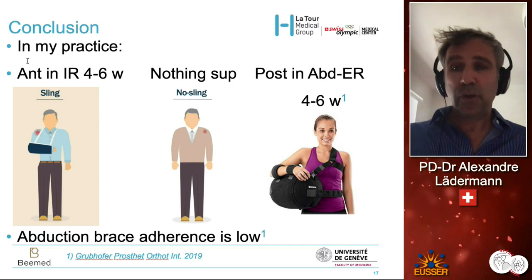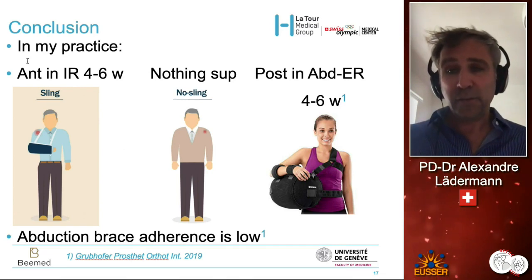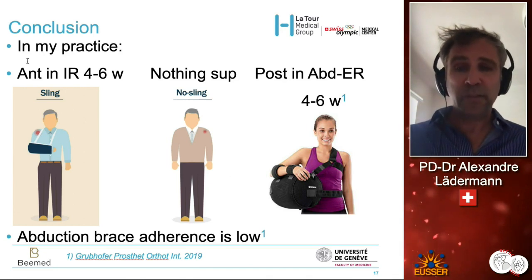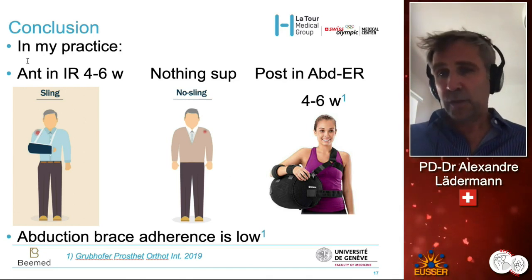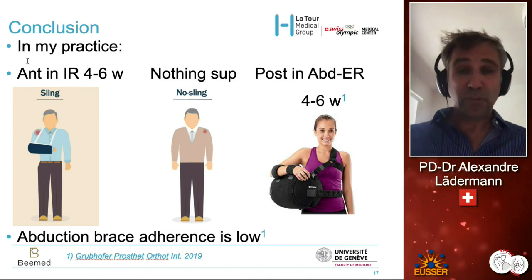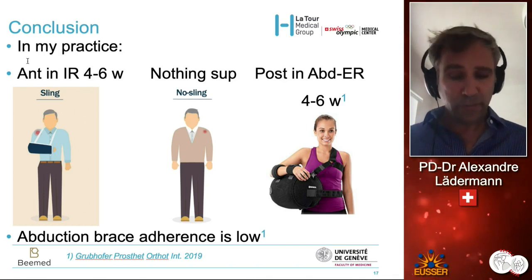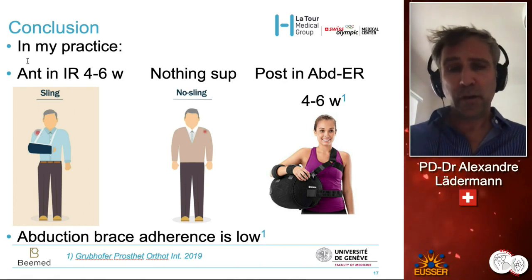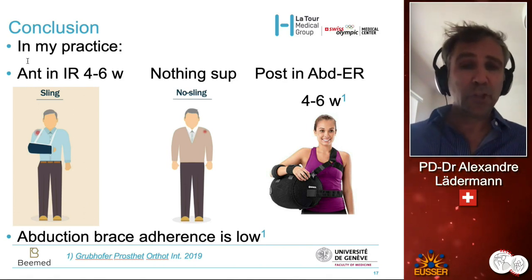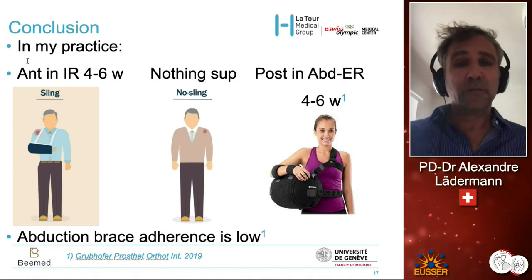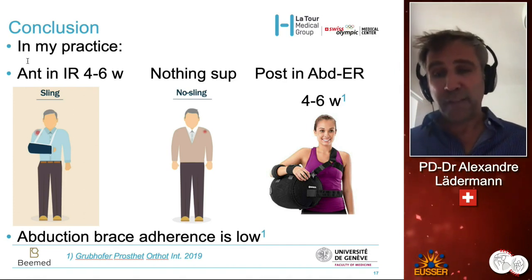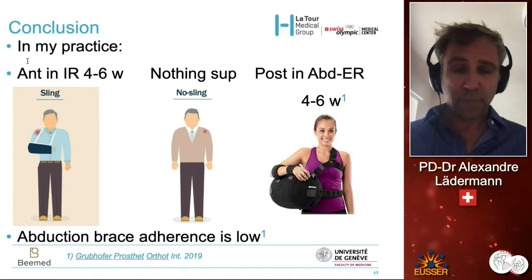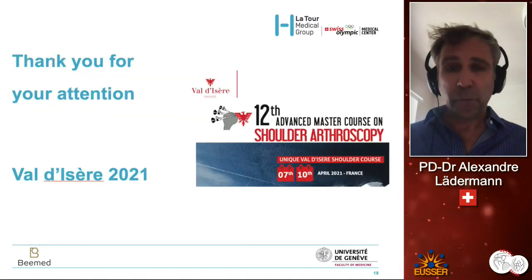I propose an immobilization in internal rotation for the anterior cuff for a period of 4 to 6 weeks, depending on the quality of the tendon and of the repair. I propose nothing if I have a superior rotator cuff repair, and if it's a posterior, I propose an immobilization in abduction external rotation for 4 to 6 weeks, knowing that the abduction brace has a very low adherence by the patient.